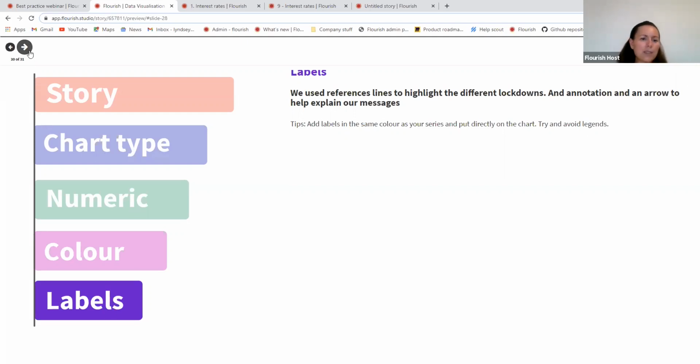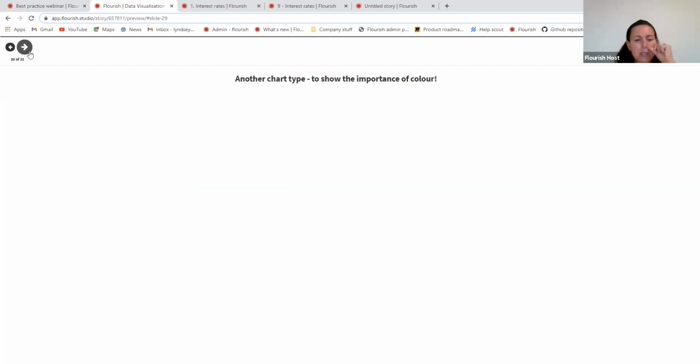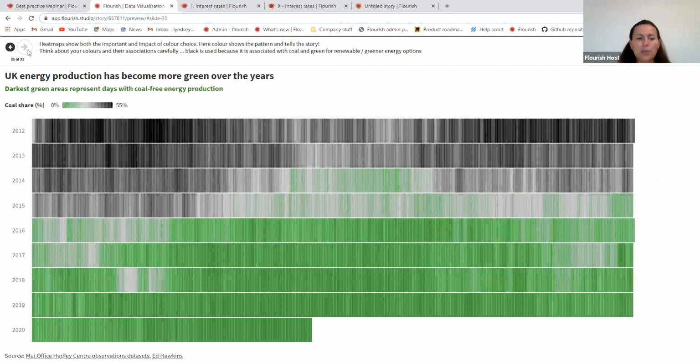I've got 1 minute left, so I'm just going to show you one last chart type, which I'm not going to step through in any detail, but just to really emphasize the importance of color choice, which is something I think is not maybe thought about as much. And that is this really beautiful heat map, which is looking at UK energy production and how it has become greener over the years. So I just wanted to chuck this in here because it shows how colour is being used to draw out the pattern and tell the story.